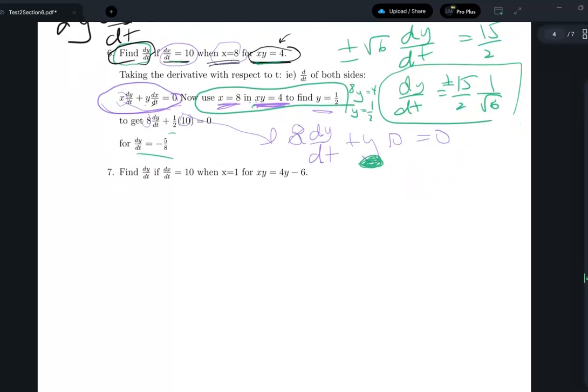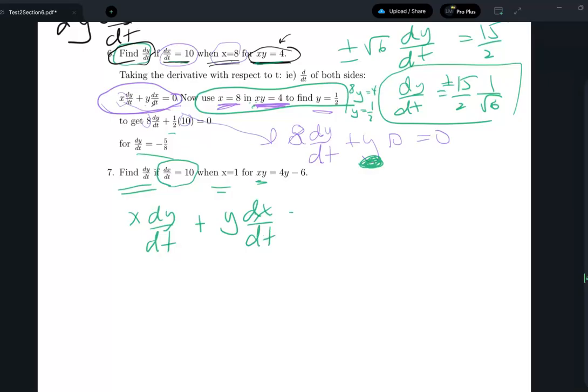All right, let's do one on our own. Here we go. So here's the given rate, the find rate, the when information. So to start, take the derivative on the left-hand side. You see it's product rule, right? First d second plus second d first equals derivative of 4y, which would be 4 dy over dt. Oh, and look at that. The derivative of negative 6 is 0.